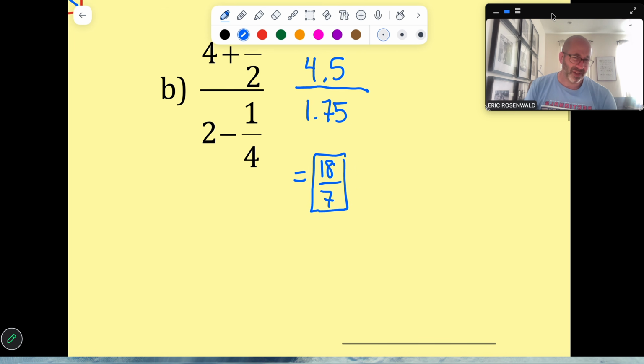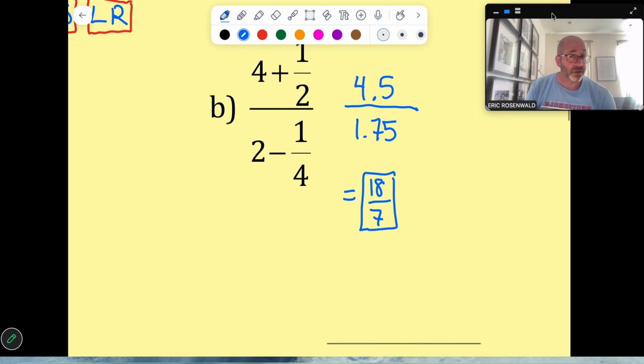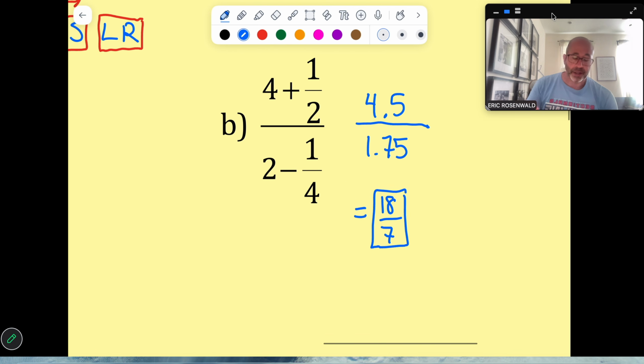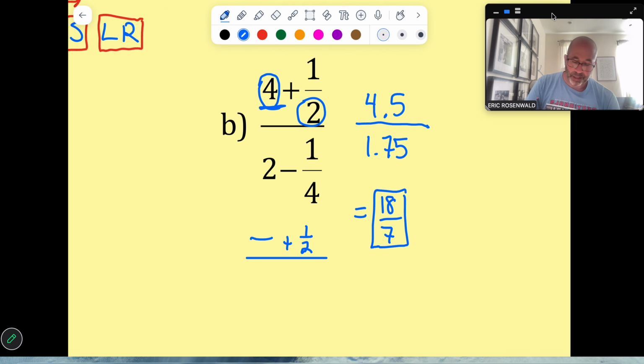Now, how can I get there doing the actual math without a calculator? Well, there's a couple of ways, all right? First of all, let's look at this number right here. And if I want to write that as a fraction so that it's got the same denominator as this 2 right here, think about what you need. You need some number divided by 2 so that it equals this 4 that's right here, right? Well, the only number divided by 2 that's going to equal 4 is going to be an 8, all right?